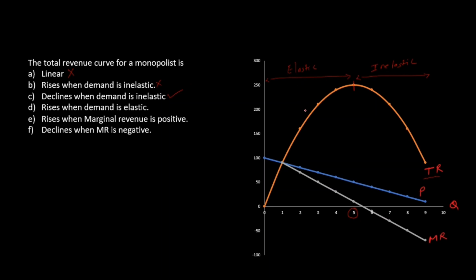So I'm referring to this region here. So this is correct. Rises when marginal revenue is positive. So from here to here, when the demand is elastic, my marginal revenue, you can see it is positive. So this is correct. Declines when marginal revenue is negative. So when my marginal revenue becomes negative, the demand becomes inelastic and my total revenue comes down. So this is also correct.